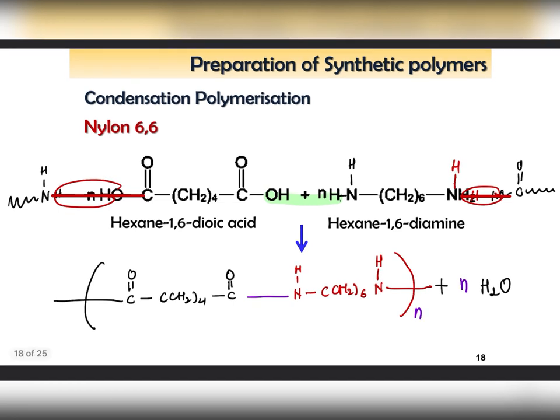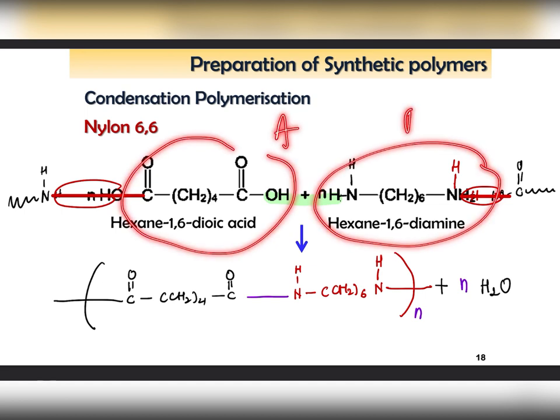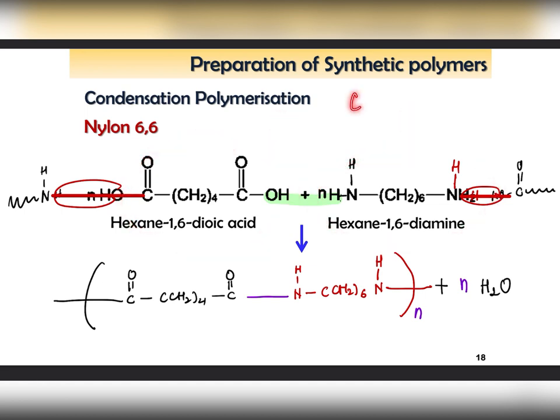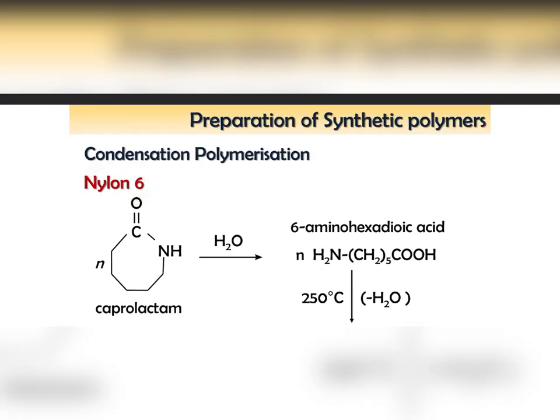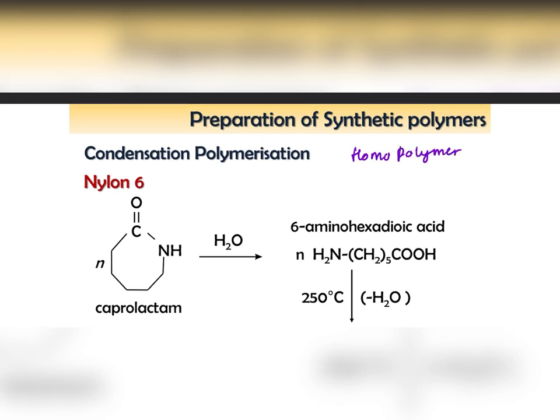Ni monomer A, monomer B. So ini adalah sejenis copolymer. Okay, different polymer combined together. So, kalau nylon 6 ni pula, ini adalah homopolymer. Okay, so no acid.